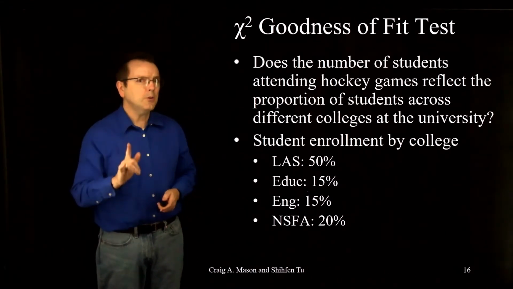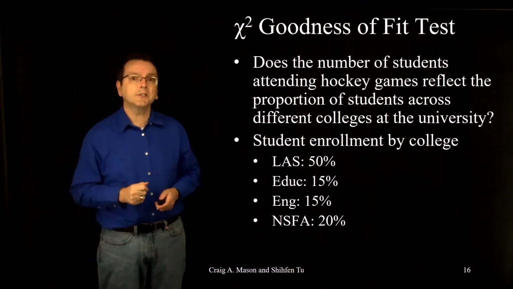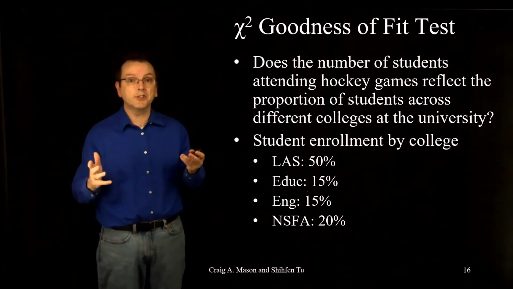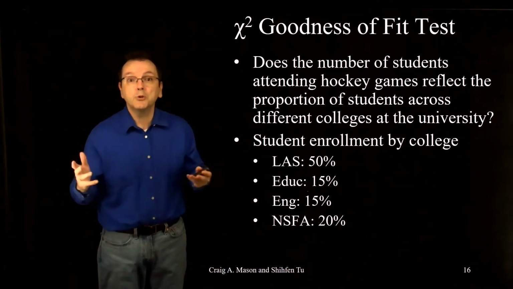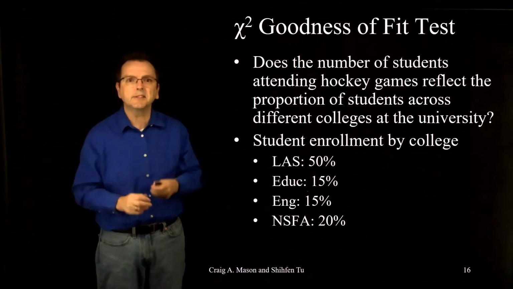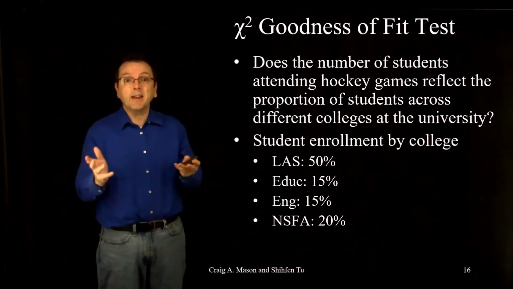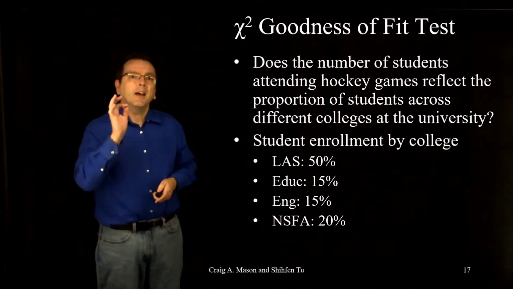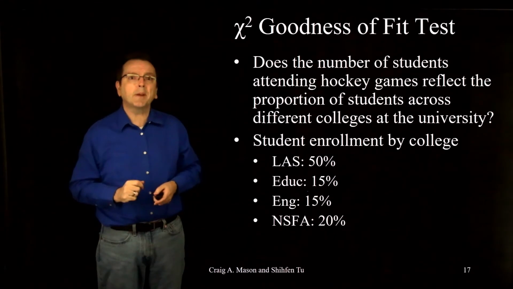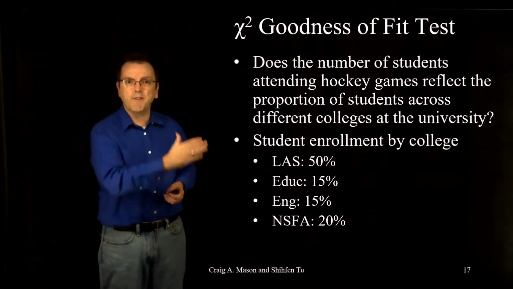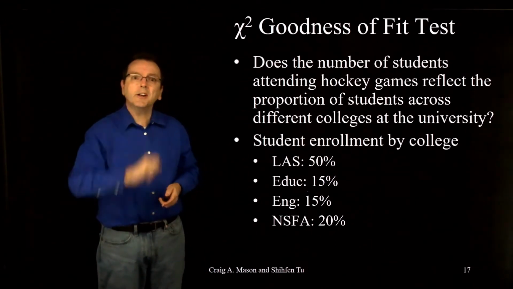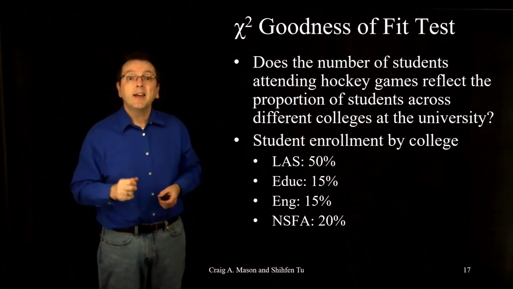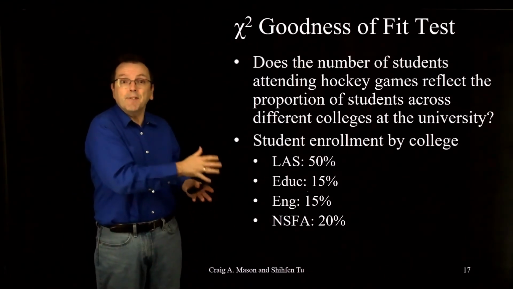But maybe you don't think attendance is proportional across colleges. You think that students in some colleges may be more interested in hockey than students in other colleges. Some colleges may have more students who work full-time or commute long distances or just study more and can't make the games. Or maybe some colleges just attract fewer hockey fans. Consequently, you don't think that the population of students who attend hockey games reflects those values. And that's our alternative hypothesis. Our alternative hypothesis is that the population of students attending hockey games does not reflect that specific breakdown.